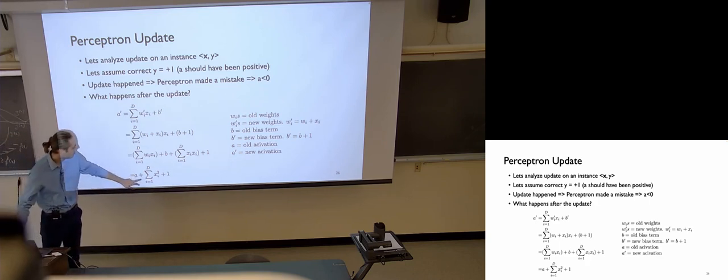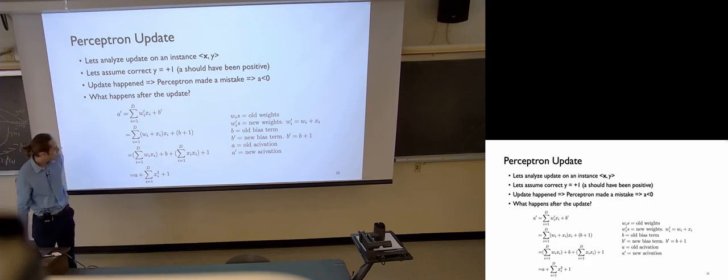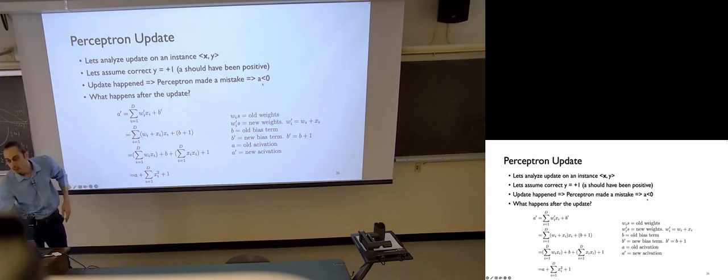So what we do is, think of it like this: the old activation was negative, right? Because we made a mistake. The old activation was negative, but the new activation, after we did the update, will have some additional terms that will always be positive. So we're making the activation closer to being positive. Maybe it's not going to be positive after this update, but it's towards that direction.